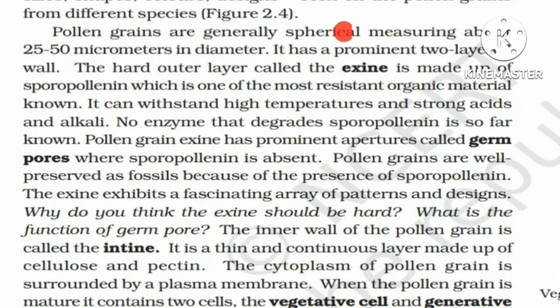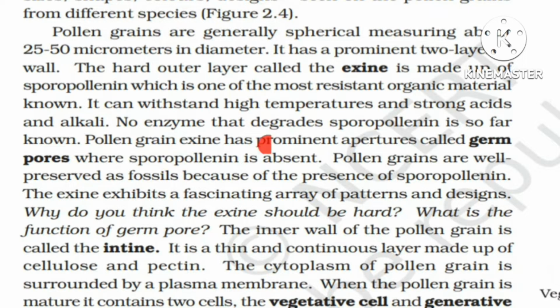Pollen grains are generally spherical, measuring about 25 to 50 micrometers in diameter. It has a prominent two-layered wall. The hard outer layer, called the exine, is made up of sporopollenin, which is one of the most resistant organic materials known. It can withstand high temperatures and strong acids and alkali. No enzyme that degrades sporopollenin is so far known.